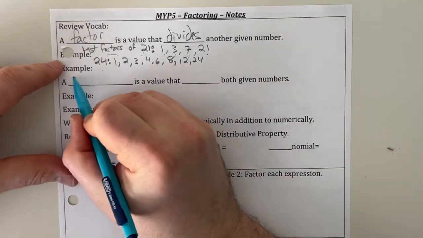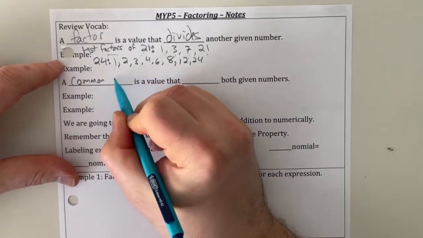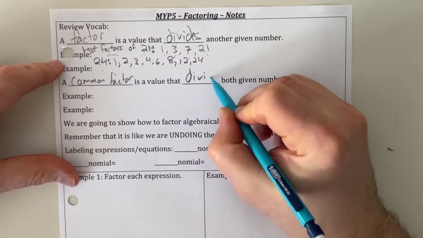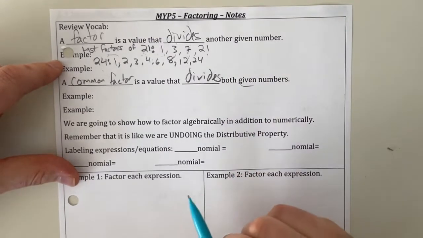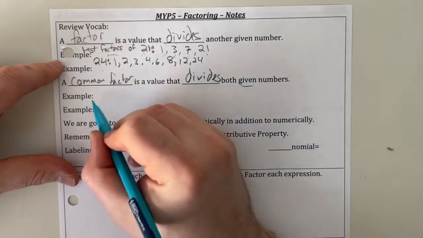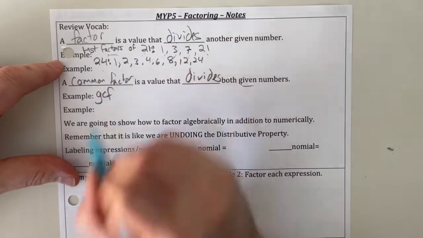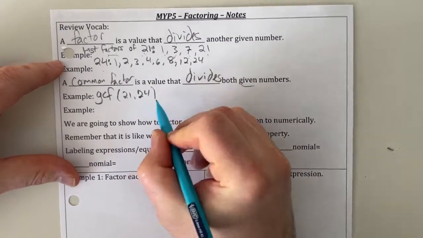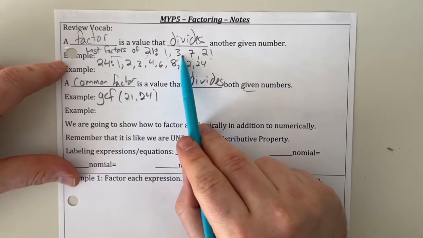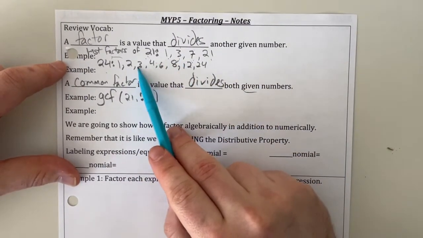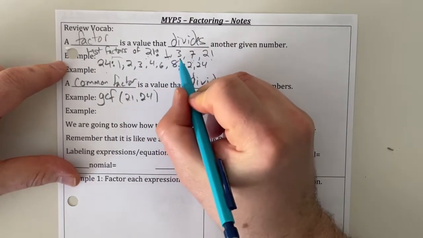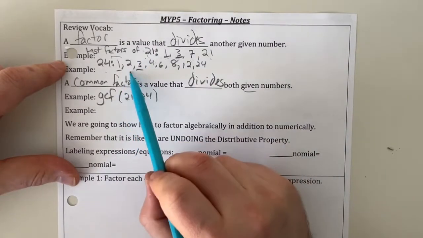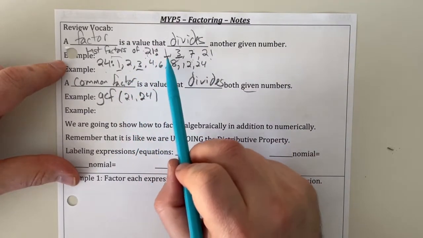And now we can say a common factor is going to be a value that divides, still talking about dividing, both of those given numbers. So if I'm talking about a greatest common factor, meaning a GCF of, let's say, 21 and 24, I could say, well, look at my list of factors for 21 and my list of factors for 24. I know that 1 and 3 are in both lists, so a common factor between those two is 1, and another common factor is going to be 3.